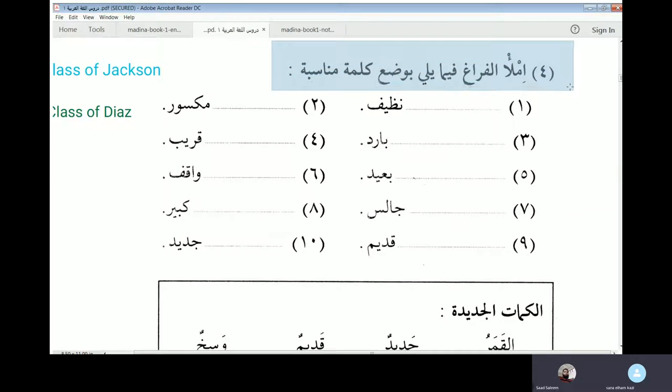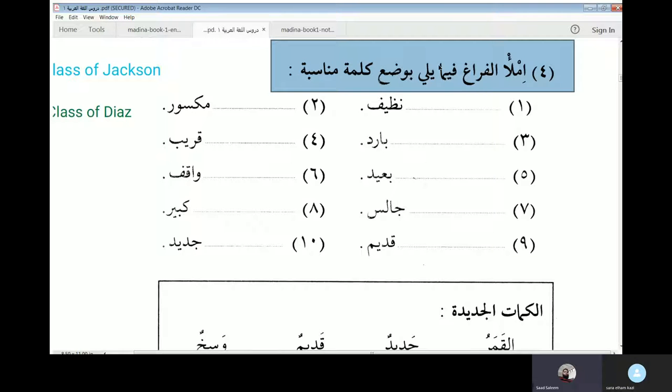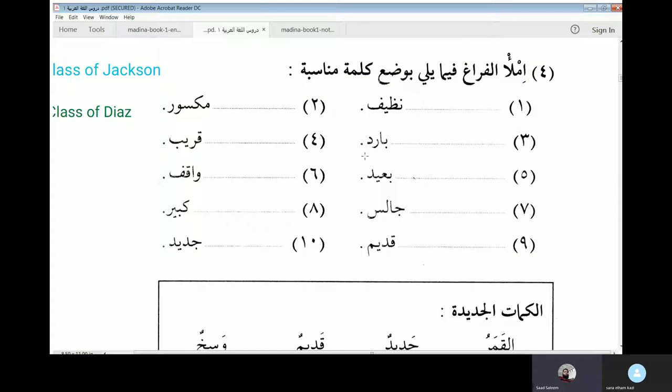Imla il farag, fill the blank. Fima yali, which is below. Biwadi, by putting kalimati munasiba, so by putting appropriate word. Appropriate word. Okay. Fill the following blank by putting appropriate one. Okay. So Mr. Mujaddad, fill the first five. Okay. So what you can say?